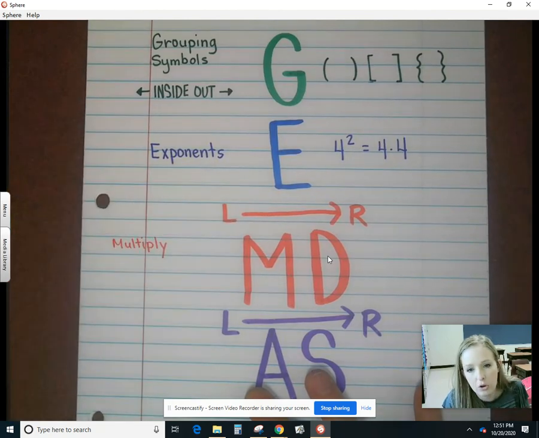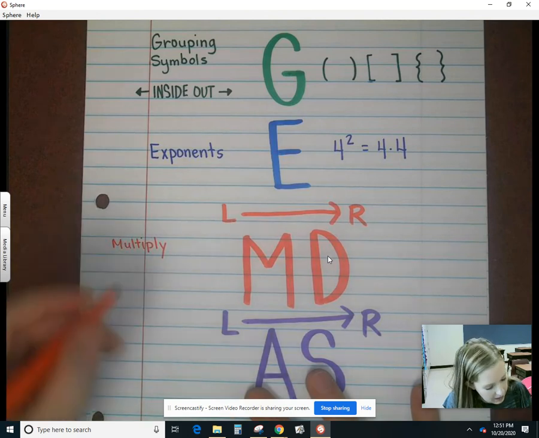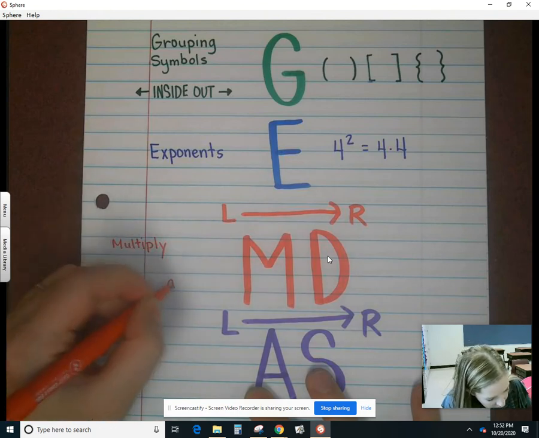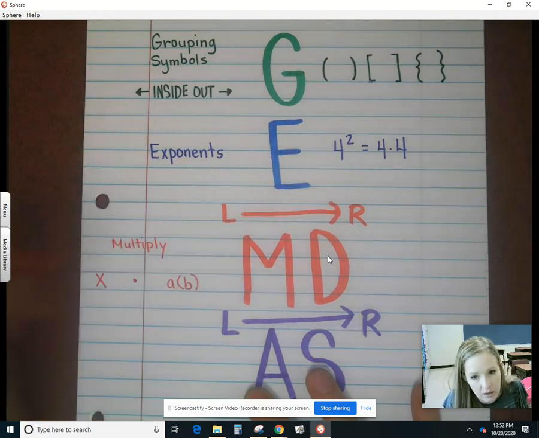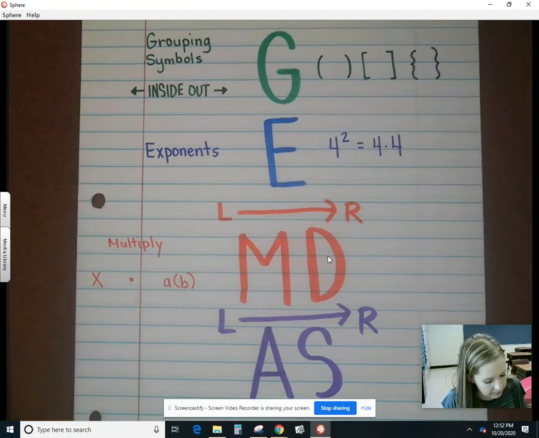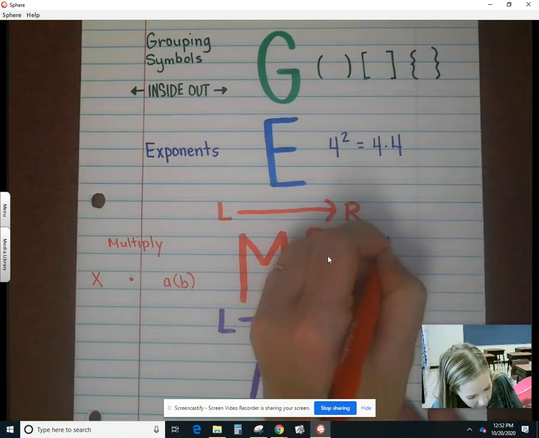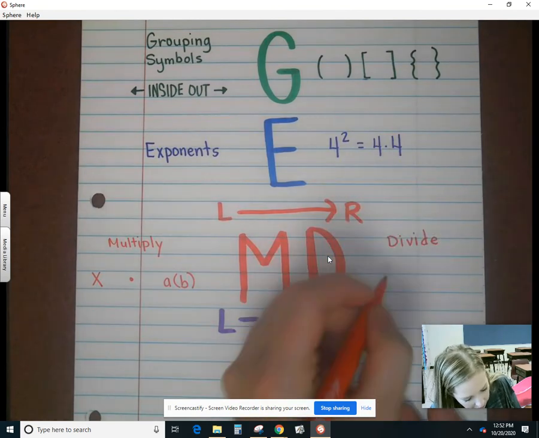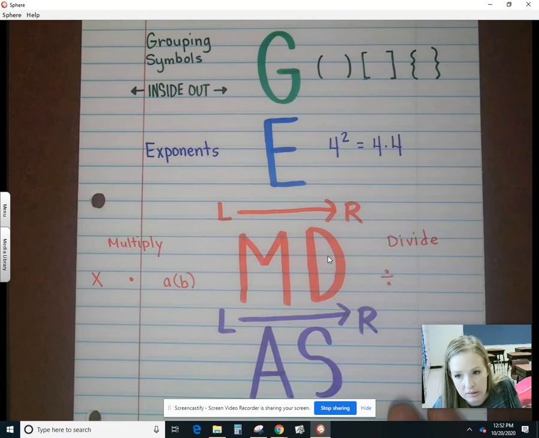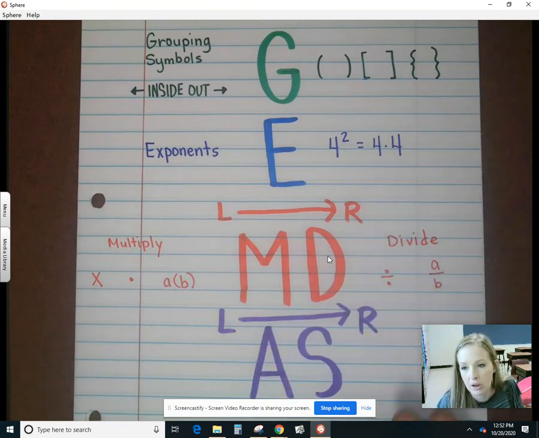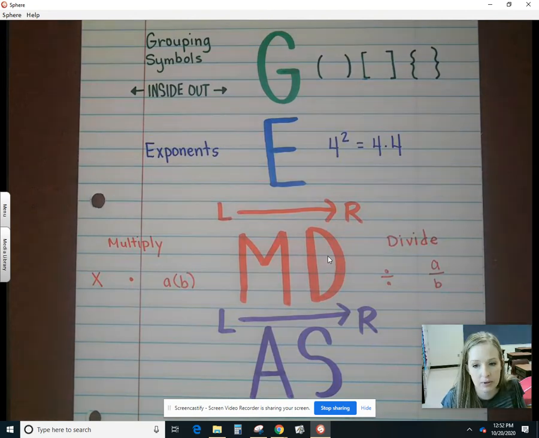And remember that you might see different multiplication symbols. You could see the X, you could see a dot, or you could see a number and then a parentheses and another number. All of those are ways to show multiplication that you might see. And then if you need to divide, you might see your normal division symbol, but remember you also might see a number over another number, and that fraction bar means division.